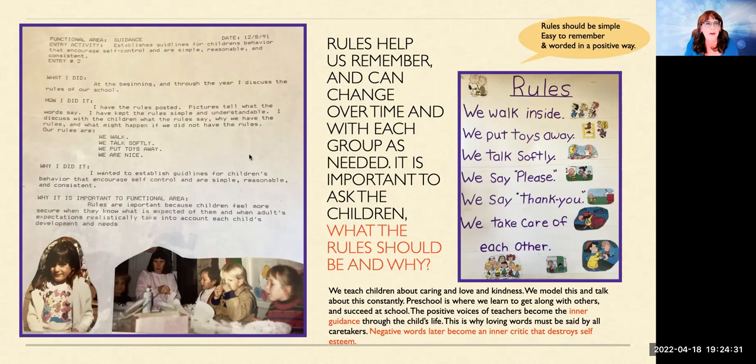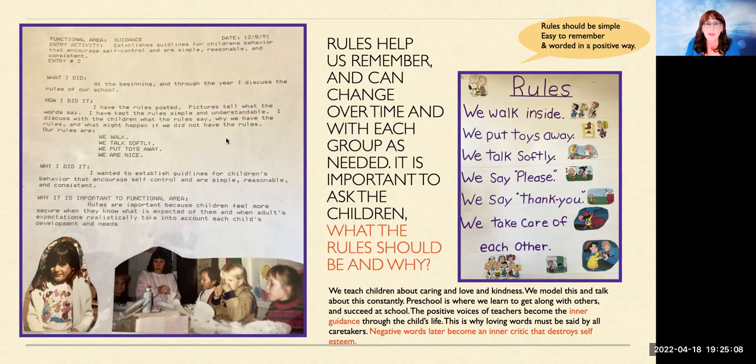In the beginning, here I have: establishes guidelines for children's behavior that encourage self-control, are simple, reasonable, and consistent. In the preschool, it needs to be simple. You don't need 10, 20 rules. They're never going to remember them. They can't read. You need to keep it simple, and you need to have a picture showing people acting out that rule, whether it's them acting out the rule in a picture that you took, or images of children like in a storybook.